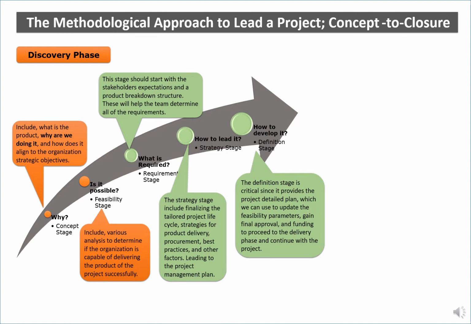The definition stage is critical since it provides the project detail plan, which we can use to update the feasibility parameter, gain final approval and funding to proceed to the delivery phase, and continue with the project. I know I just went through this quickly. Obviously, you could read on your own as well, but this is basically what we touch on. This is a critical stage.